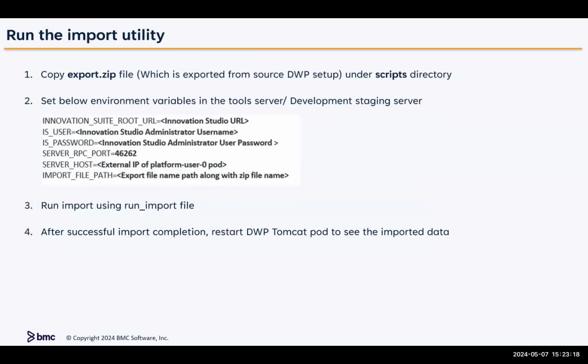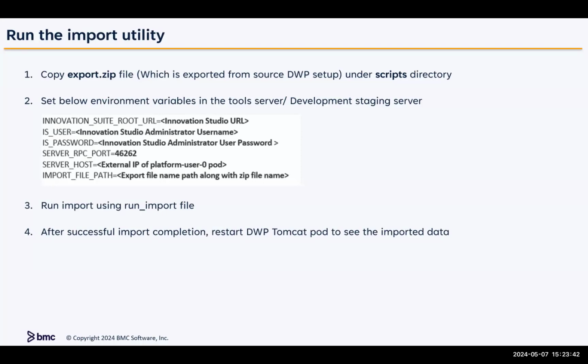The first step to run the import utility is to copy the exported zip file into the scripts directory. This is the one which we have exported from the previous export step, and we need to copy and paste that exported data only inside the scripts directory.